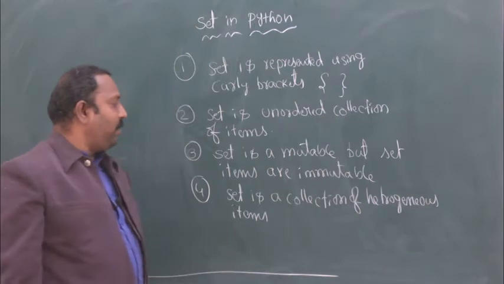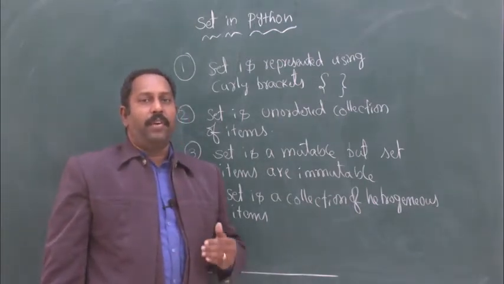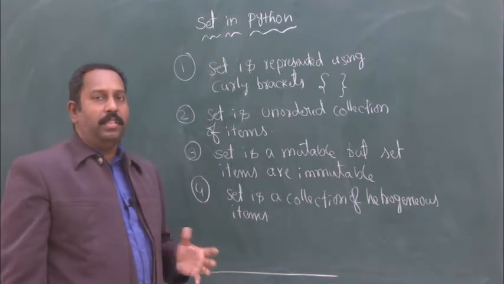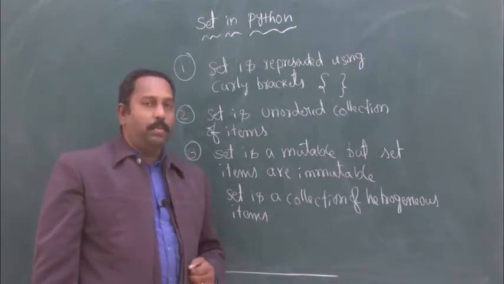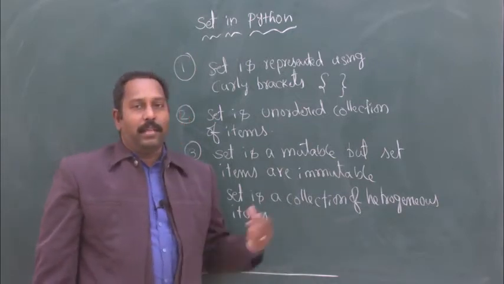And next one is set is a collection of heterogeneous items. That means we can store different types of items. That means we can store integer, we can store floating point values, we can store string values. Any type of data can be stored in a set data structure.